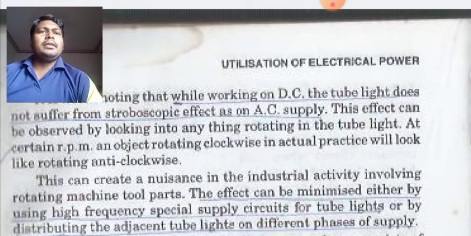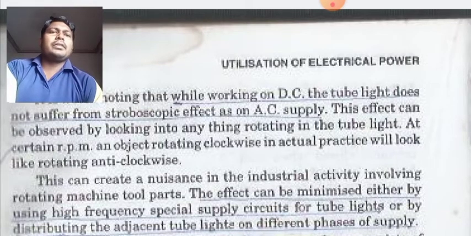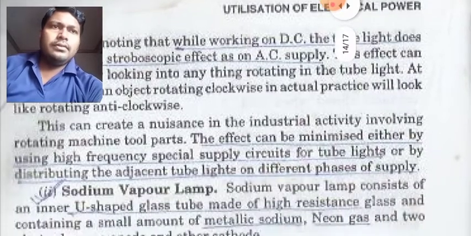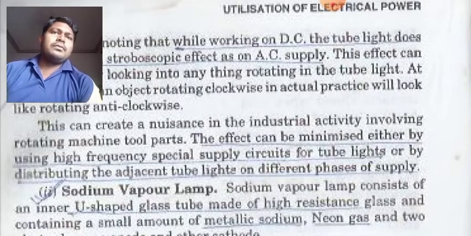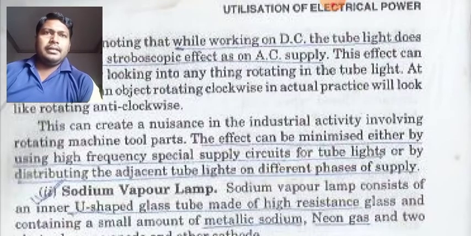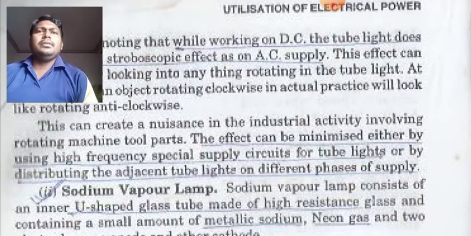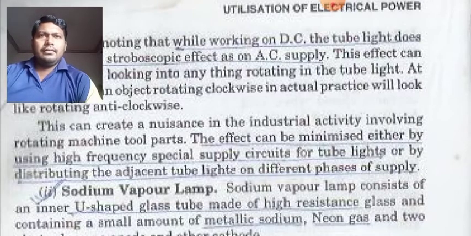The effect can be minimized either by a high frequency special supply circuit for tube lights or by distributing the adjacent tube lights on different phases of supply. So if a tube light or fluorescent tube is excited by the R phase, then the nearby fluorescent tube we will energize by the Y phase. So this stroboscopic effect will be neutralized, and this will not hamper in the industrial field.